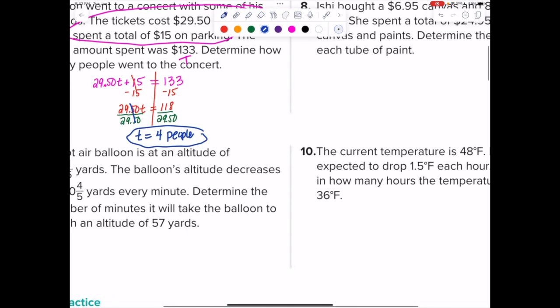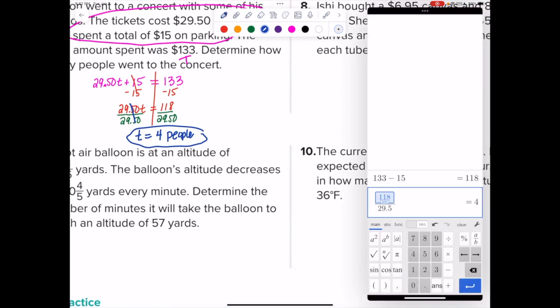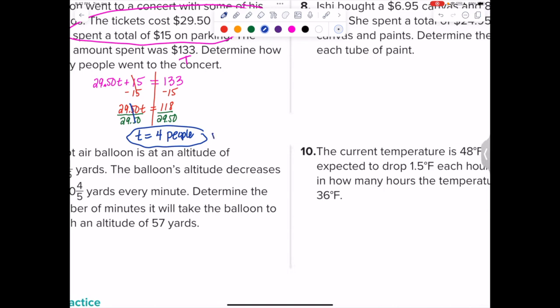If you want to check and make sure you're correct, you would just plug that in. The 29.50 times 4 plus 15, and we got 133. So I checked, and we're good.